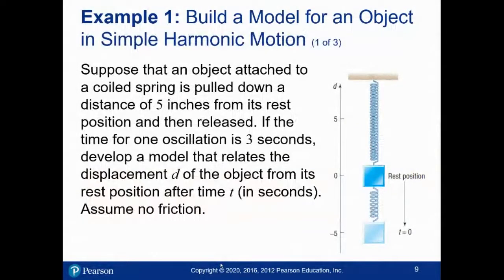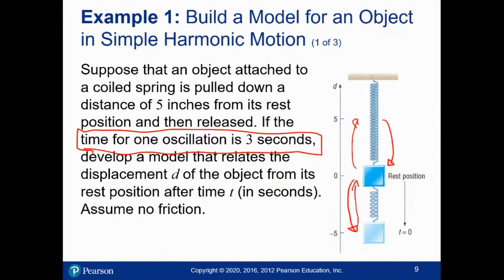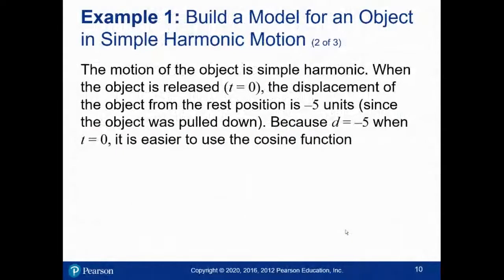So let's build an example. Suppose you have an object attached to a spring, and you pull it 5 inches from rest position and then release it. Abstractly, we now know it's going to do perfect harmonic motion. It's going to be one of these sines or cosines. The time for oscillation is 3 seconds. It sounds like we weren't given an amplitude, but we were. We pulled it 5 inches down. It's then going to spring back and go up 5 inches before coming back down. The amplitude is going to be exactly how far we pulled it from rest. So the amplitude is 5, and the period was also given.